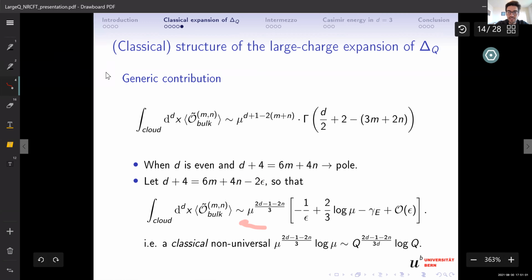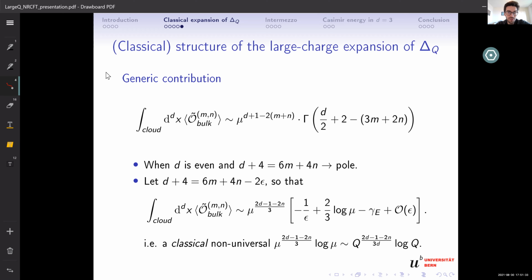So you get this expression here. This is telling you something very nice, I think, right? We have a power of mu, which is a power of q, essentially. It's this one, right? And a log. So we have our classical non-universal logs arising from this analysis here. And you can also recover this result by using the delta regularization that I mentioned before.